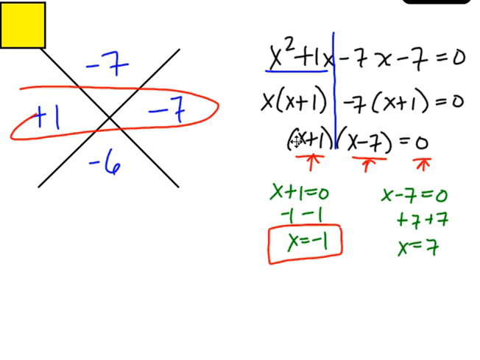Let's put 7 in. 7 plus 1 is 8. 7 minus 7 is 0. 8 times 0 is indeed 0. So again, we have our 2 solutions.